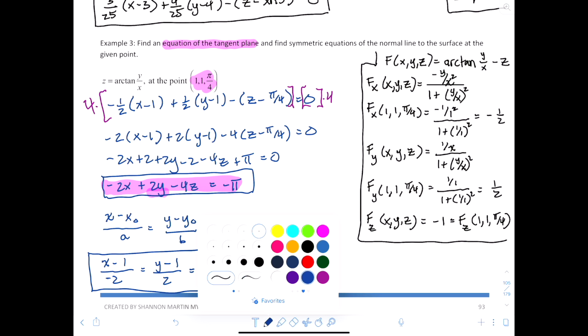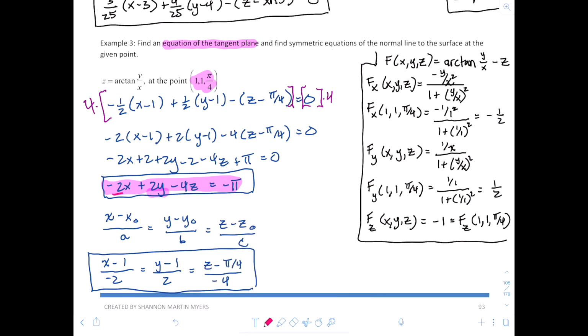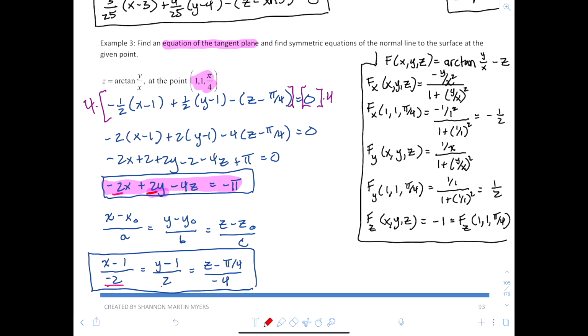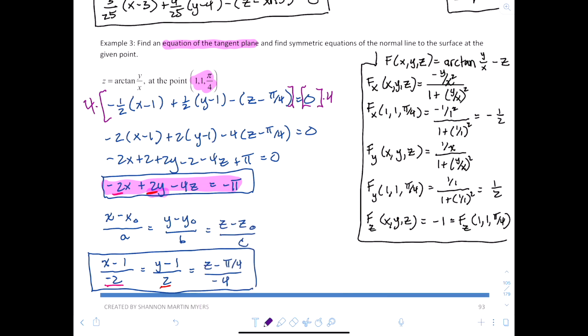And so basically our A was the negative 2 here. Our B is the positive 2 right there. And then our C is this negative 4 right here. Groovy?